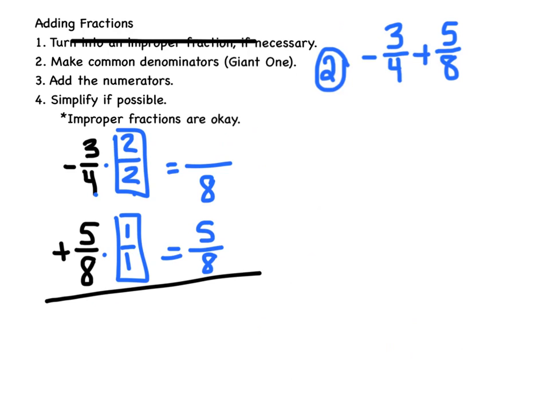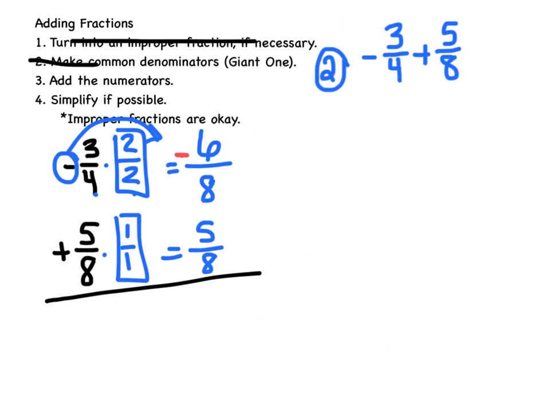And negative 3 times 2 is negative 6. Or you can just do 3 times 2 is 6, but make sure you bring this negative over here. I'm actually going to put it in red so you can really see it here. Bring it over to your fraction on the right. Okay, so now we have negative 6/8 plus 5/8.